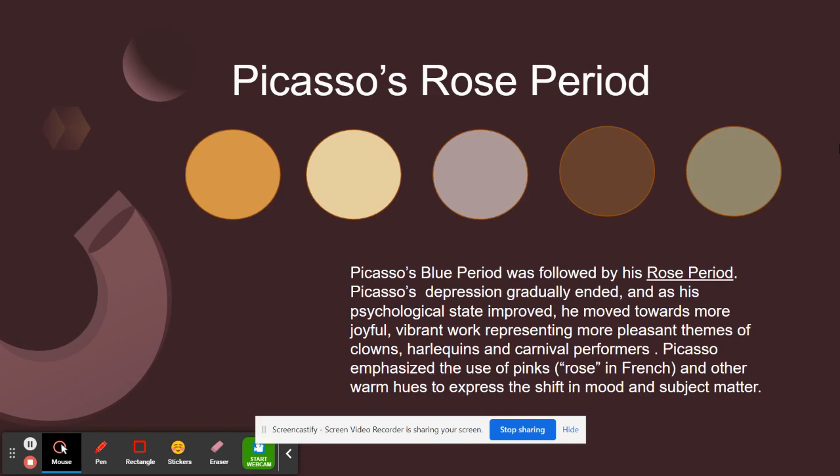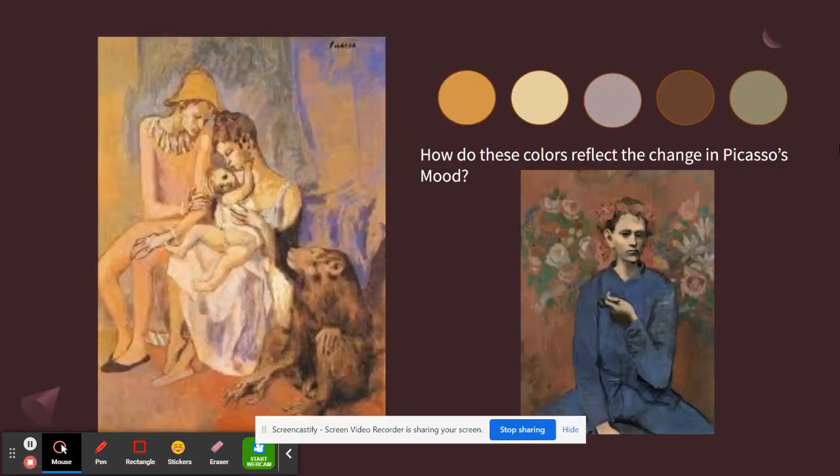So, where blue was more depressed and sad, his rose period, those brighter, warm colors, should be much brighter and happier. So, how do these colors reflect the change in Picasso's mood? Look at these two images. If they'd been painted all in the blues during his blue period, they would feel much different. So, how do they feel now?